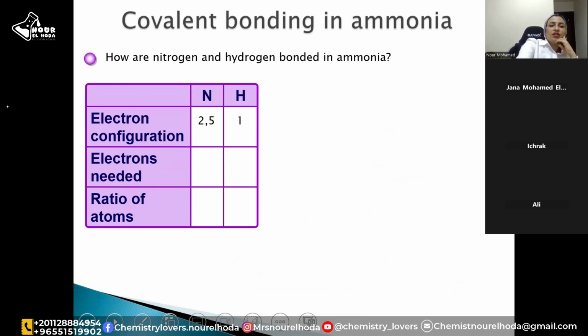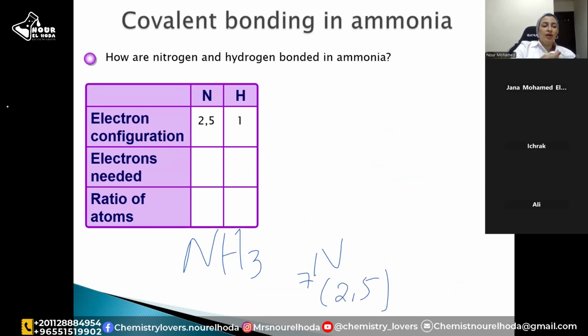Ammonia is nitrogen with 3 hydrogens. So if it is only 1 nitrogen, how many hydrogens are there? I'm having 3 hydrogens. Every nitrogen is 2, 5. So it's going to share with what? It's going to share 3 electrons with 3 hydrogen atoms. Exactly. Every nitrogen is going to share with 3 hydrogens, as you see here.